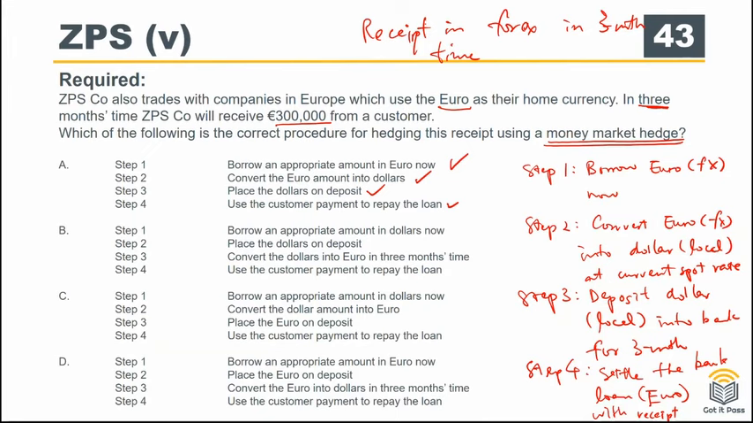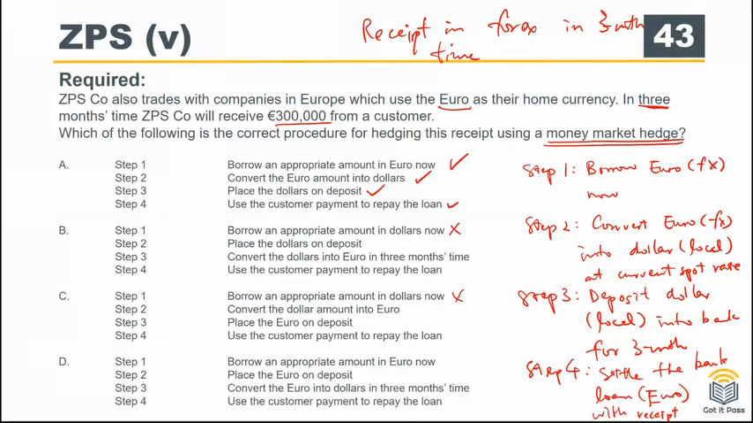For option B, borrow an appropriate amount in dollars now. No, it's not correct because you have the receipt in foreign currency. You are not having any foreign currency obligations in 3 months' time. So you don't need to borrow any amount in local currency or dollar now here. And for C, borrowing an appropriate amount in dollars now is also incorrect.